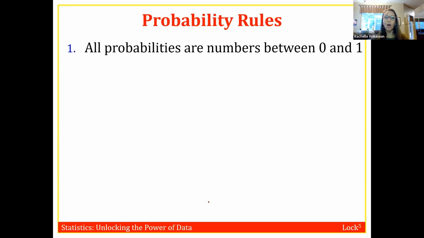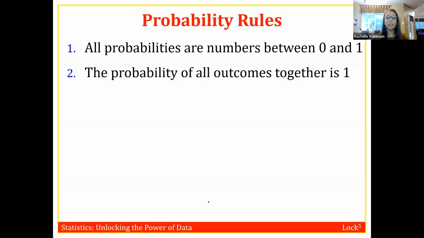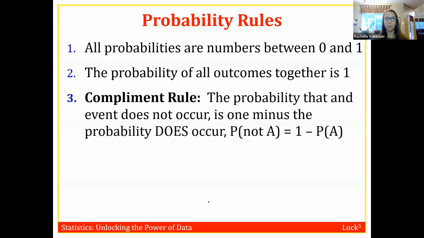So first of all, probabilities are numbers between 0 and 1. That kind of corresponds to 0% to 100%, which makes sense, right? Because you can't have a more than 100% chance of something happening, and you can't have a less than 0% chance of something happening. If we look at the probability of all possible outcomes, so basically we add the probability for everything in the sample space, then it should always add up to 1. So there's not going to be any holes or anything like that. So it always adds up to 1 or 100%.